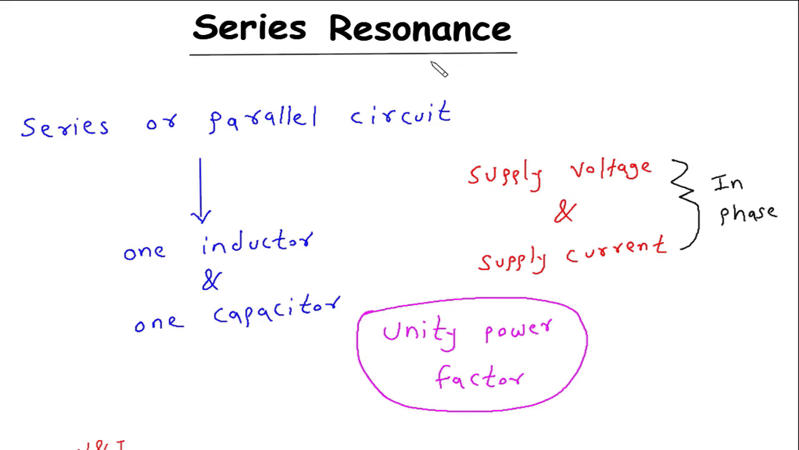Series resonance. Resonance is a condition in a series or parallel circuit where at least one inductor and one capacitor is present, and supply voltage and supply current are in phase and the power factor is unity. The series resonance will occur in an RLC series circuit.